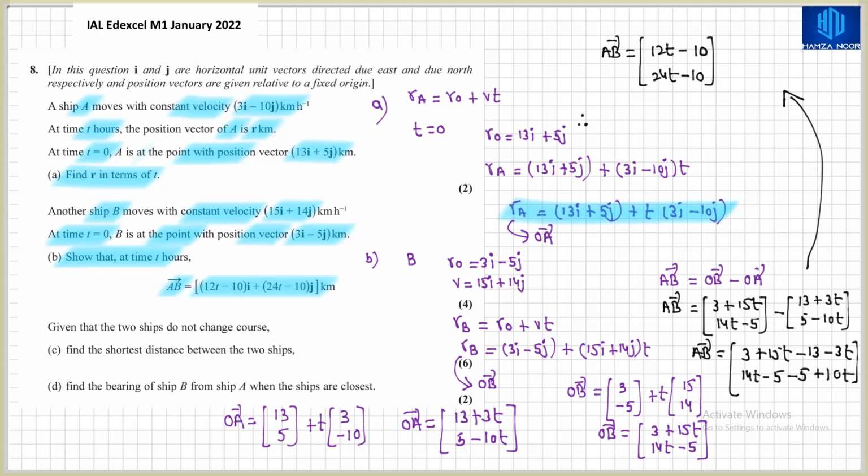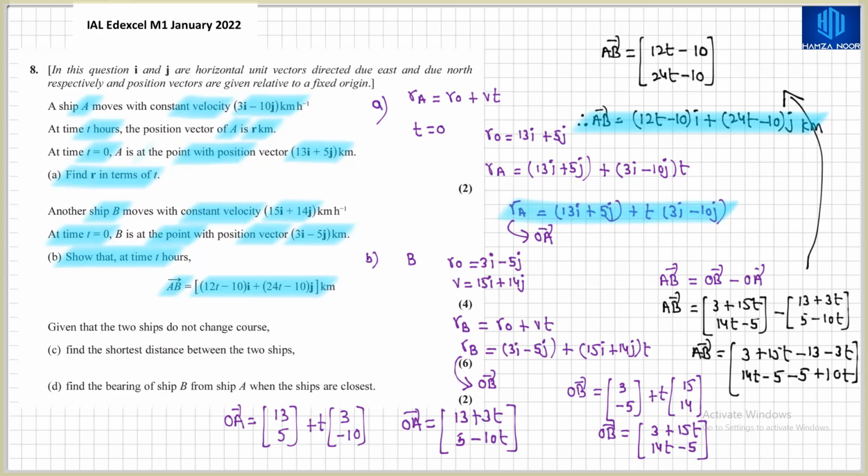So therefore we can say that AB vector is equal to, since the i component is 12t minus 10, 12t minus 10 completely multiplied by i. Since the j component is 24t minus 10, plus 24t minus 10 completely multiplied by j. And then we will mention kilometer as well. So this is the answer of part B.